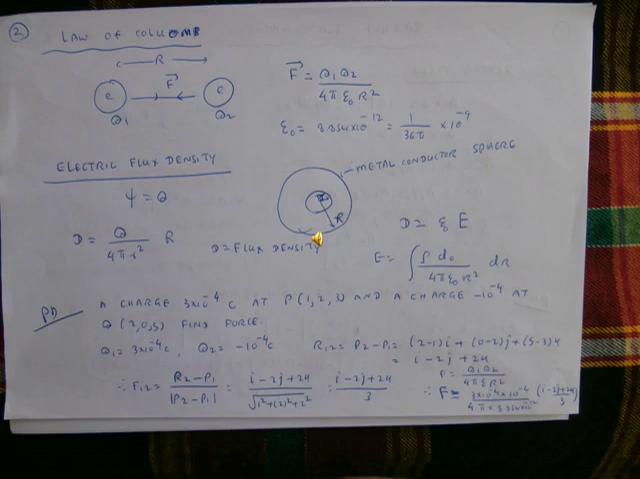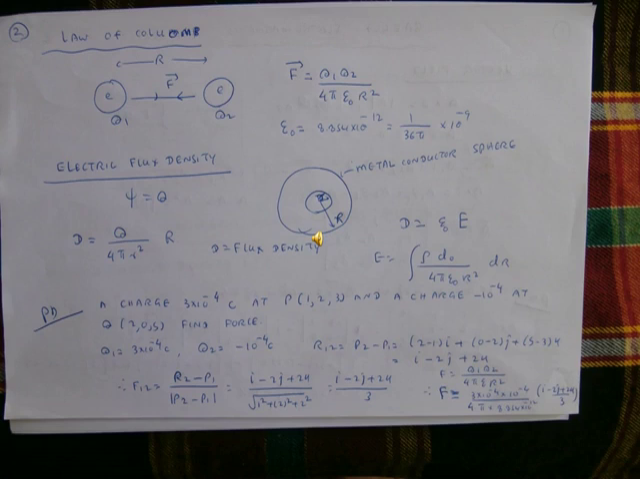Based on this concept, we solve the problem. The problem is: given a charge 3 multiplied by 10 power minus 4 coulomb at P (1,2,3) m, and a charge minus 10 power minus 4 at Q (2,0,5), find the force. In this case, Q1 is equal to 3 multiplied by 10 power minus 4 coulomb. Q2 equals minus 10 power minus 4 coulomb.